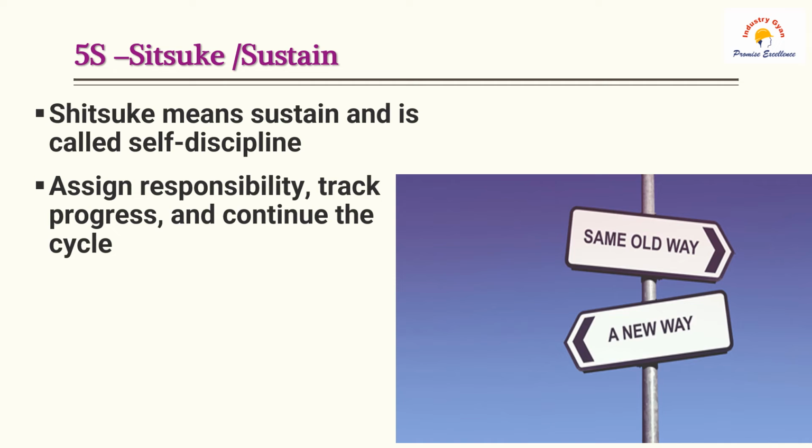The fifth step in the 5S procedure is Shitsuke. Shitsuke means sustain and is sometimes called self-discipline. Sustain refers to the commitment and self-discipline to maintain the previous four. Assign responsibility, track progress, and continue the cycle.